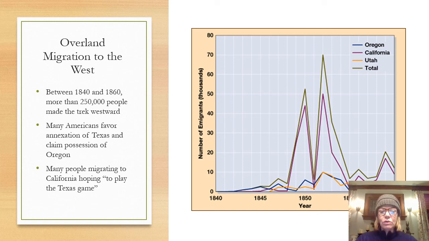At this time, too, a lot of people want to annex Texas. They want to take possession of Oregon. And so a lot of people, too, are going to California to play the Texas game, right? They think, well, if we can just populate this region, declare our independence, then we can become our own country, right? So a lot of people want to do the same thing. As a matter of fact, they create the Bear Flag Republic. It was very short-lived, though.